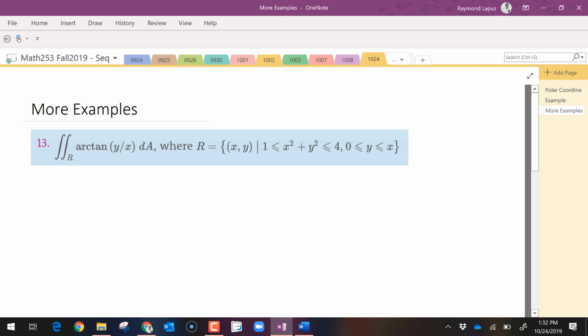All right, we got an interesting R this time, an interesting region. Can you tell me what this region might look like? This looks really interesting. I wanna graph it in Desmos. But tell me if you can tell me what this region is going to look like. It's 1 less than or equal to x squared plus y squared less than or equal to 4.